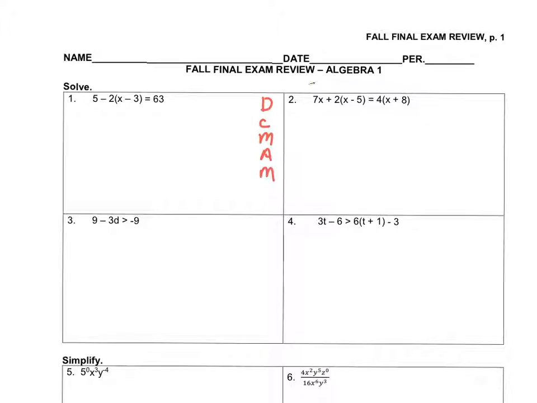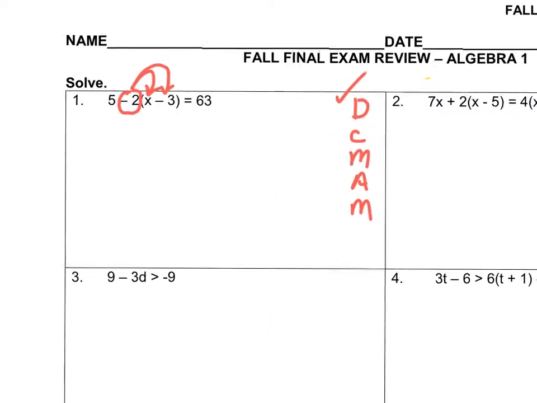So the first step is to distribute. And when I distribute, I need to distribute the -2 to the x and to the -3. So I'm going to zoom in here.